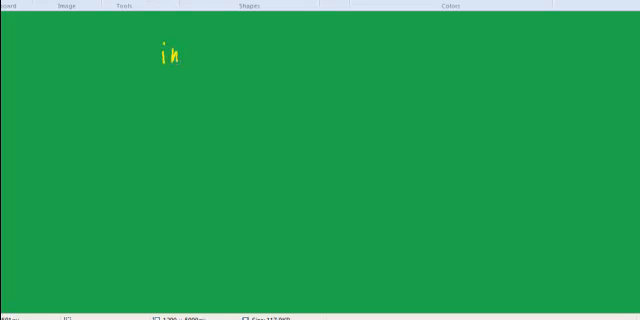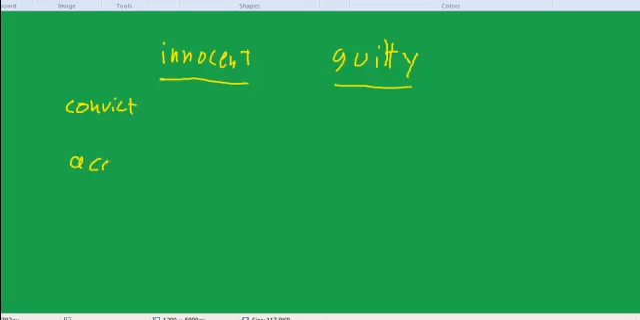Truly innocent and truly guilty. And we don't know whether someone's truly innocent or truly guilty. We end up voting to convict or acquit. Okay, and if we convict a guilty person, presumably that was a good decision. If we acquit an innocent person, that's a good decision. If we convict an innocent person, send an innocent man to jail, that's something we should not do.